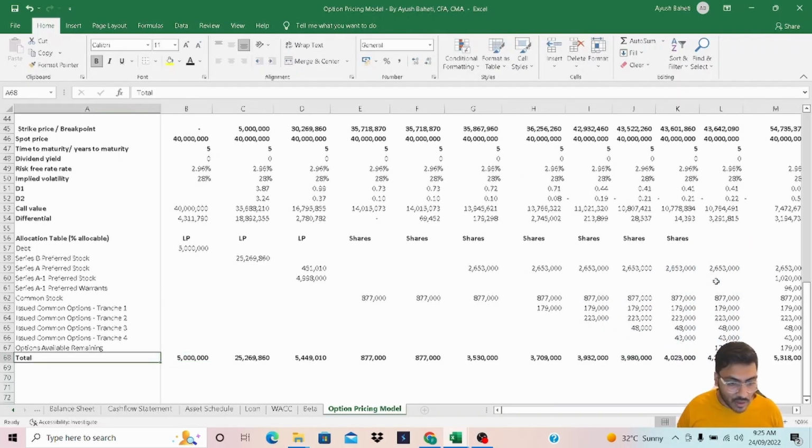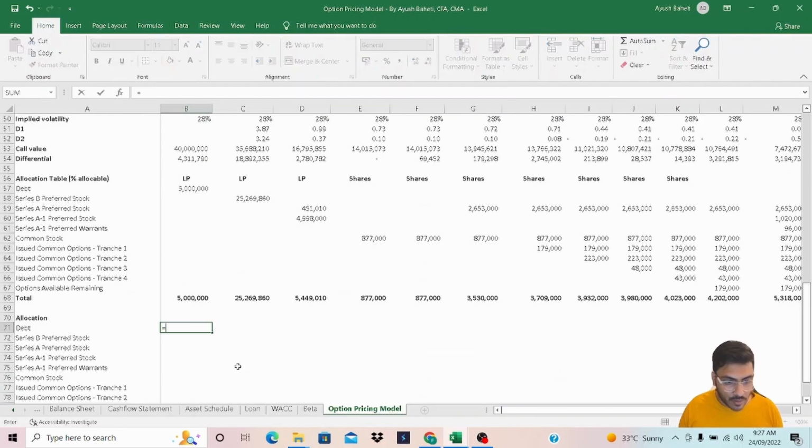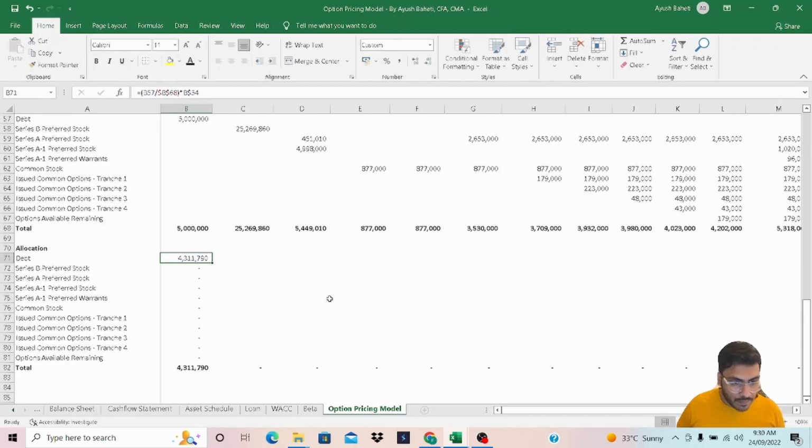This is the percentage allocable. Now we'll allocate the value of call option. So we are going to use a simple formula. This divided by this, and we are going to freeze this in bracket, multiply by value allocable at that stage. Okay, let's check the formula. This looks fine.